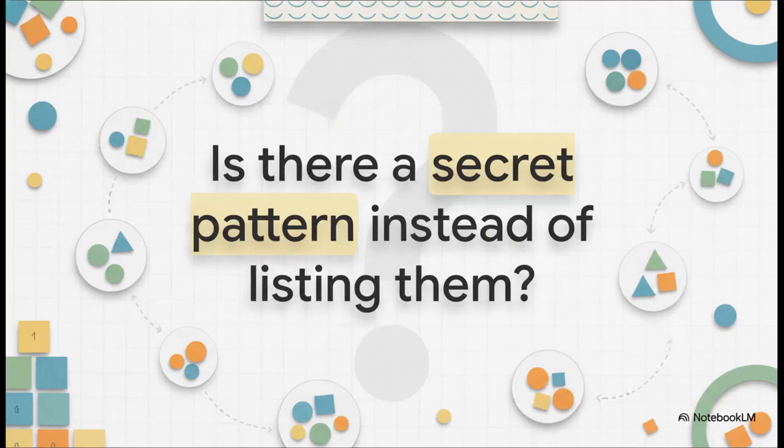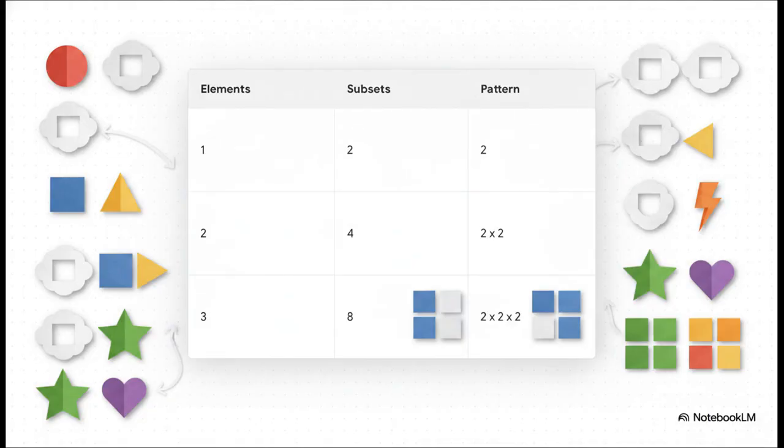Which leads us to a really brilliant question. Instead of listing them one by one every single time, is there a secret pattern hidden in the numbers? I want you to look really closely as we add more elements to our set. Put on your detective hat for a second. Keep your eyes wide open for how the total number of subsets changes as the set grows. Just look at the pattern unfolding here.